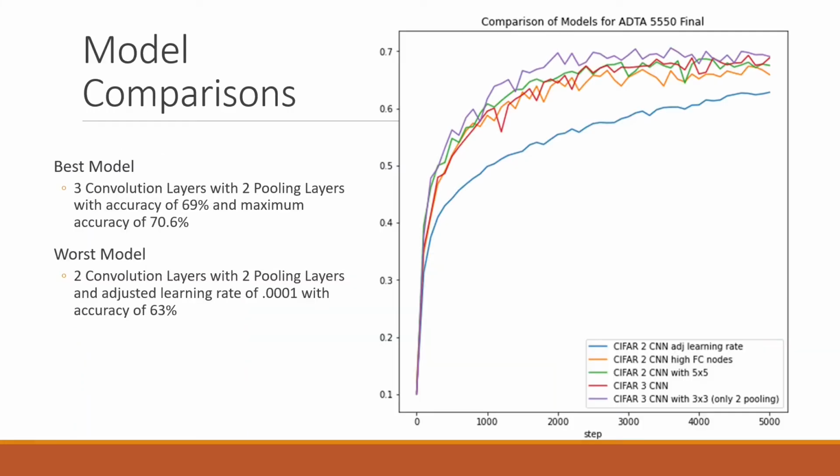Using the CSV files downloaded from each model, I created a graph comparing each of the 5. Again, the worst model was the blue line with the lower adjusted learning rate, although it did appear to be continuing to grow, and I wondered if I had allowed it to run longer if there would have been an improvement. As we saw earlier, the best model was the purple with the 3 by 3 filter and the 3 convolution layers and 2 pooling layers, which achieved a 70% accuracy. Regardless, after 5,000 steps, they all appeared to be consolidating to the same accuracy range.